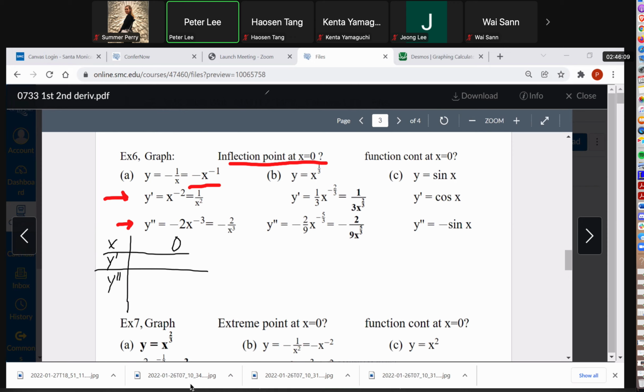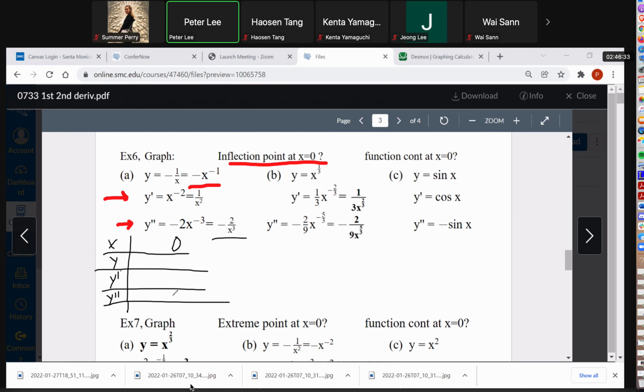Let me change that to y. I'm going to write the y here, and I'm going to write y prime, and then y double prime. So what happens to this graph at 0? So at 0 here, now let's look at y double prime.